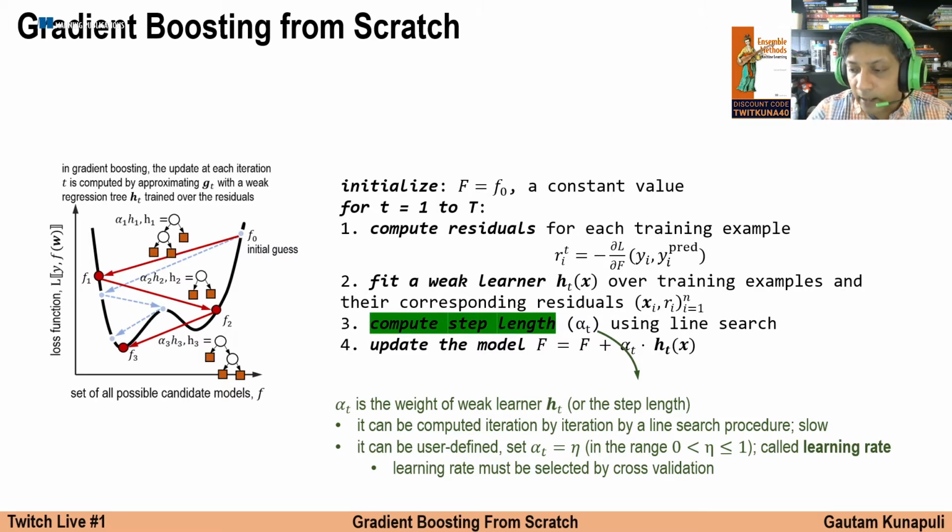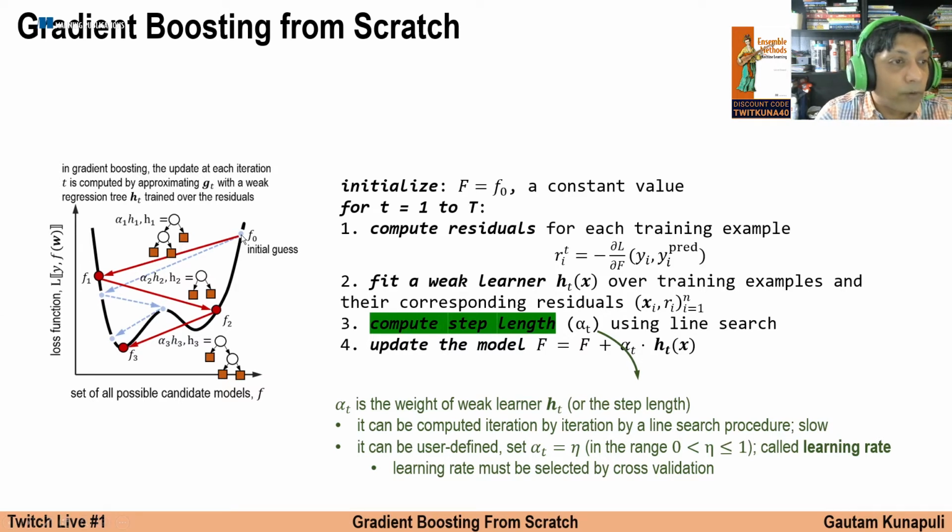There's one last thing that some people may gloss over typically, but it's an important point worth making. Essentially, if you're drawing parallels between gradient descent and gradient boosting, in gradient descent, once you've computed a descent direction, it is often the case that you also attempt to compute a step length, because descent direction really tells you which way you need to go, but it doesn't really tell you how far you need to go.